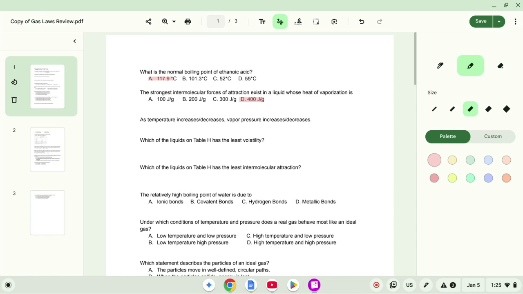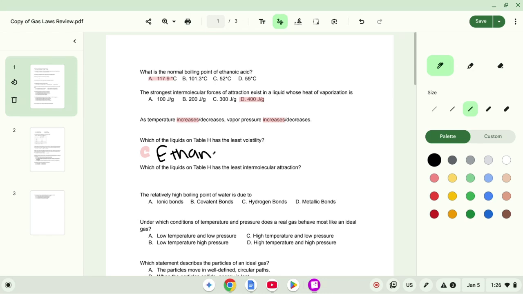As temperature increases, vapor pressure increases as well, and this is something that's mentioned in the slides. Which of the liquids on table H has the least volatility? The liquid with the least volatility will have the highest boiling point, and that liquid with the highest boiling point is ethanoic acid because it crosses the normal boiling point line at the farthest value from 0.